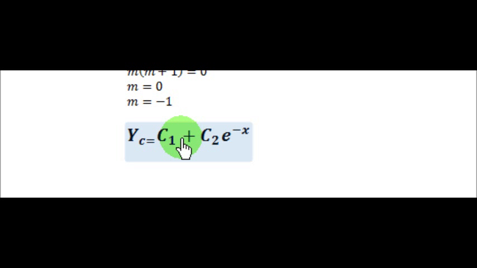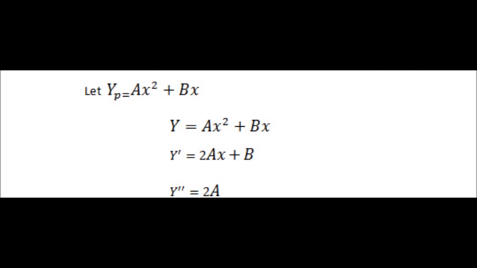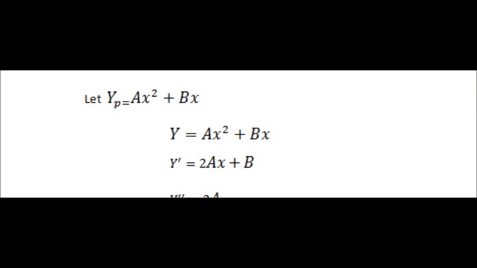Take note that e to the 0 is equal to 1, so we only have c1, and our m2, which is -1, gives e to the -x. Now we need to solve for yp. Again, we use the method of undetermined coefficients. So our original equation is y double prime plus y prime equals x plus 2. Now for our yp, I let yp be equal to ax squared plus bx.